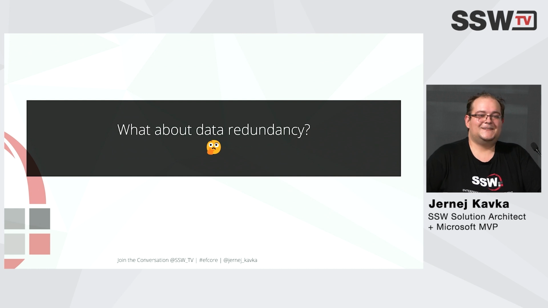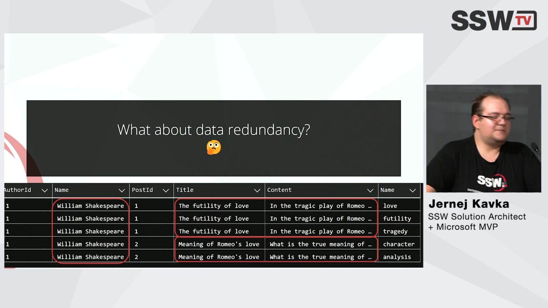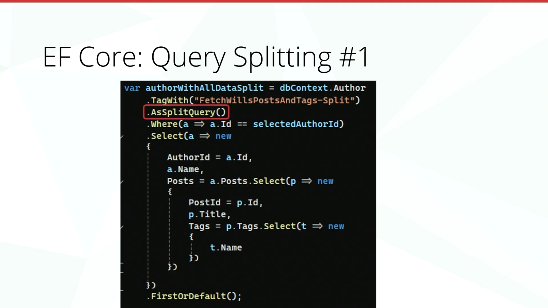All right, now let's go back to data redundancy. Do you remember this part over here? So we have a couple of duplicated authors, we have a couple of duplicated posts. Can we fix that with EF Core simply? Well, it turns out we can use query splitting. And it's literally just one line.